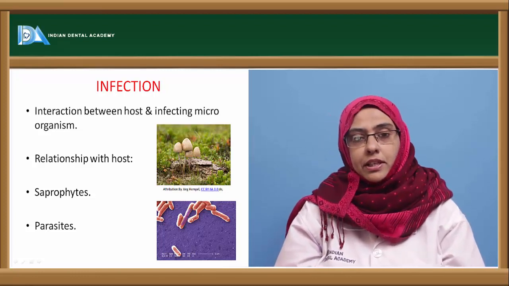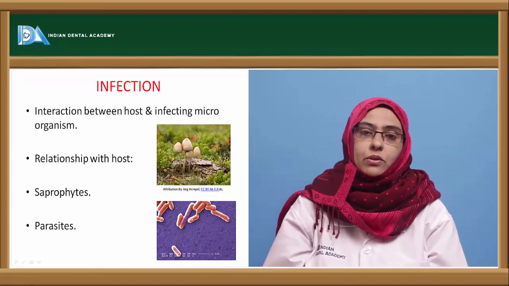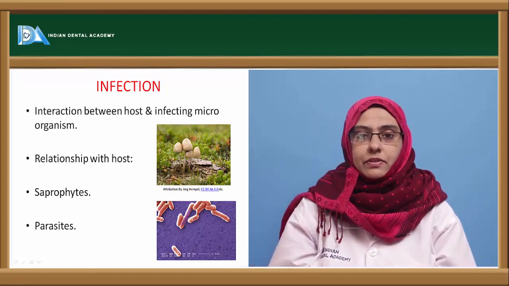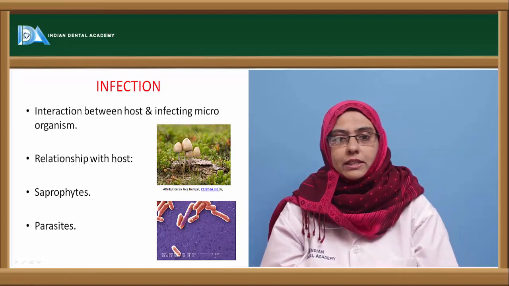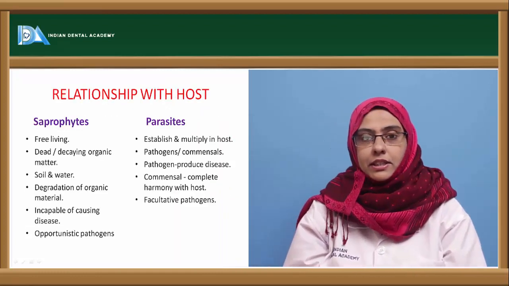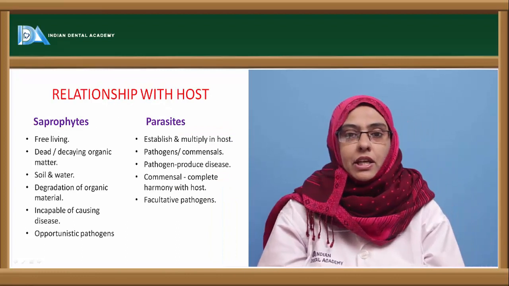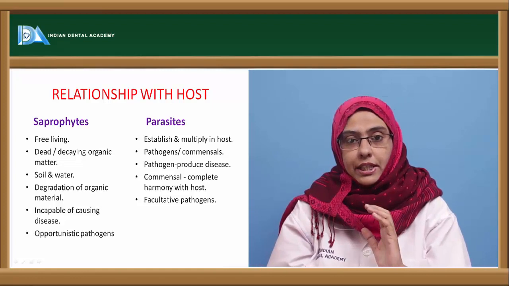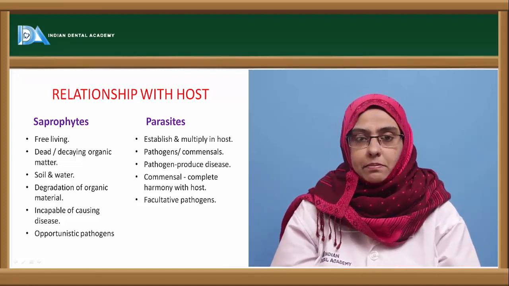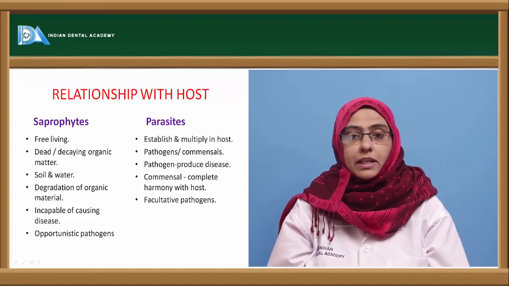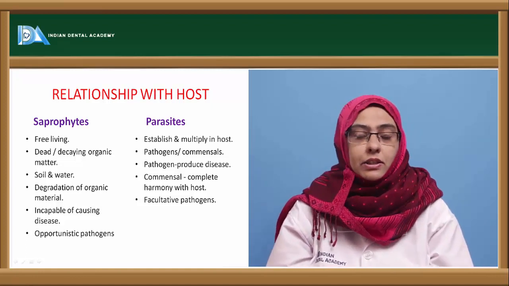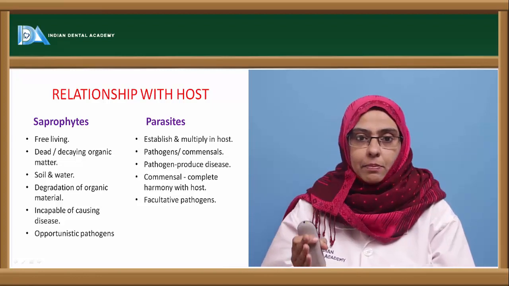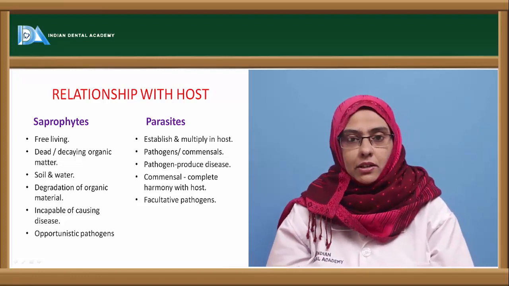Now, depending upon the relationship of the organism with the host, we can classify the parasite or the pathogenic organism into two types. One is called a saprophyte, the other one is called a parasite. Now, coming to the distinguishing features, saprophytes are free living and they usually depend upon dead and decaying organic matter. Because they do not have the ability to multiply in these conditions, they do not cause infections in the body. Whereas parasites are pathogenic in nature and are disease causing agents.